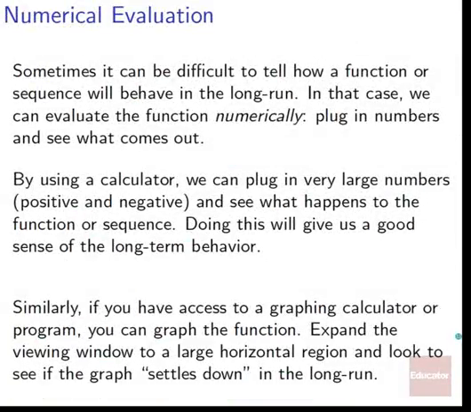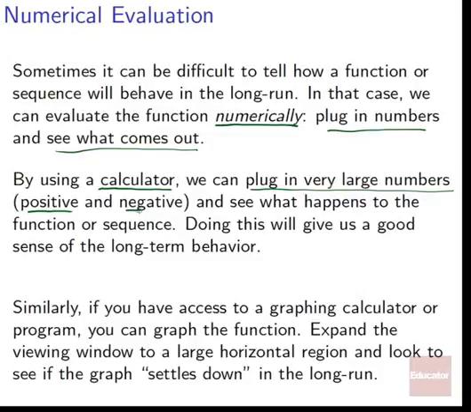Finally, we can also talk about numerical evaluation. Sometimes it can be difficult to tell how a function or sequence will behave in the long run. In that case, we can evaluate the function numerically, that is to say, use numbers. We'll just plug in numbers and we'll see what comes out. If we have a calculator, we can just plug in very large numbers, and we'll want to plug in both positive and negative numbers, and then see what happens to our function or sequence, right? We plug in 10, then we plug in 100, then we plug in 1,000, then we plug in 10,000.